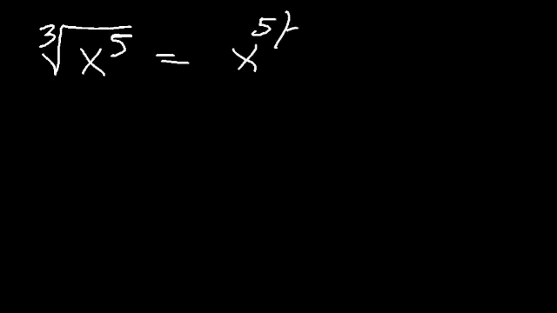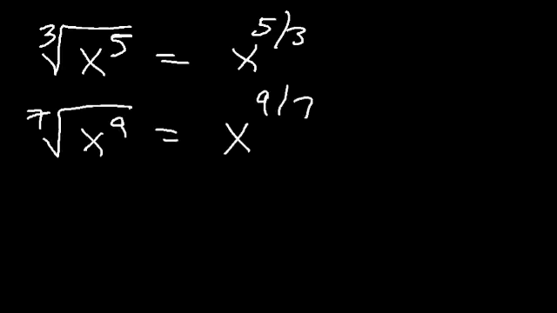Now, let's say if you have a radical, the cube root of x to the 5th power, how can you convert that into a fractional exponent? This is the same as x raised to the 5/3. So likewise, let's say if you have the 7th root of x to the 9, you can rewrite this as x raised to the 9 over 7.